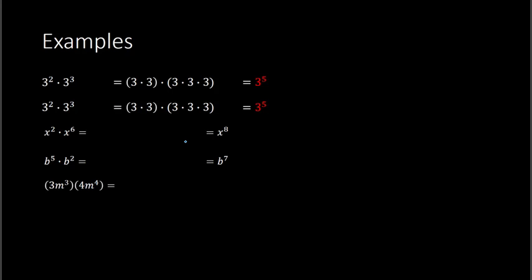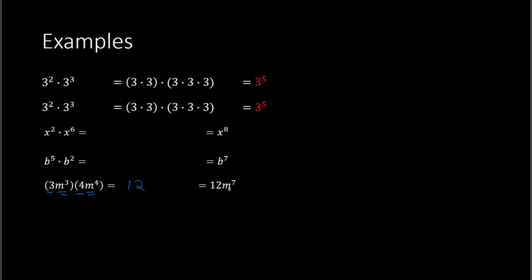Now what if you combine numbers with variables? Well, we just simply multiply the numbers together. So the 3 times 4 would give me 12. And then look at the m's. M cubed times m to the 4th power. You're multiplying, the bases are the same, they're both m, so I can add the exponents. So this would be m to the 7th power. So my final solution would be 12 times m to the 7th power.